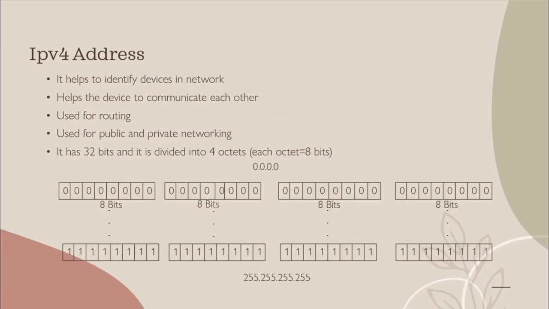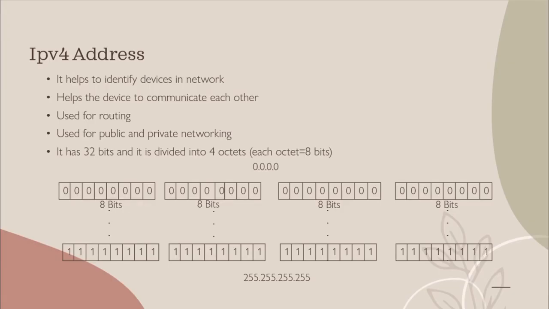So the IPv4 is the Internet Protocol version 4 address, and it is also similar to the Internet Protocol address. It helps to identify the devices in the network. Then only we will be able to communicate with the devices with each other. And the IPv4 address has 32 bits, which is equally divided into 4 octets, and each octet carries 8 bits.